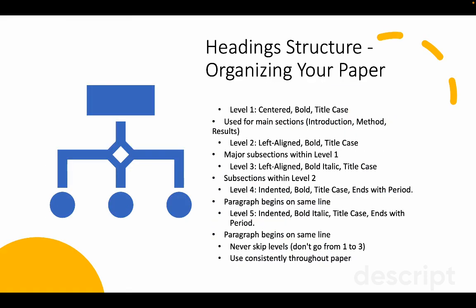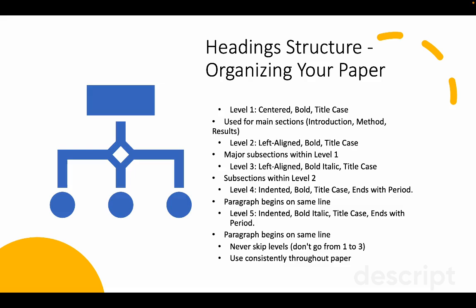Heading structure, organizing your paper. Level 1 is centered, bold, and title case. This is used for main sections like your introduction, your method, and your results. Level 2 is left aligned, bold, and title case. And these include major subsections within level 1. Level 3 is left aligned, bold, italic, and title case, which would include subsections within level 2.